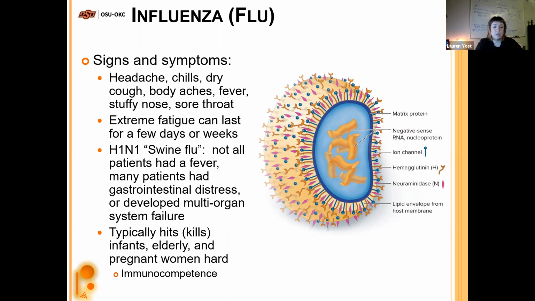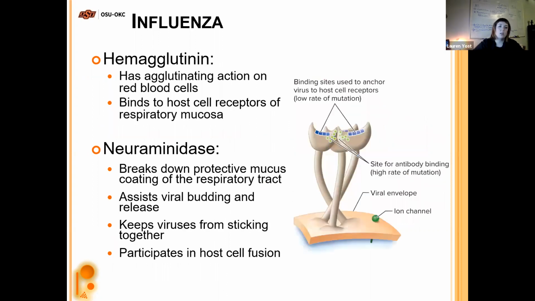Typically, this is very dangerous and can kill infants, elderly, and pregnant women due to their immunocompromised state, and anybody else who might be immunocompromised, like people with AIDS or something like that. Very dangerous. Two important factors about influenza include hemagglutinin and neuraminidase. Hemagglutinin, so that's the H in the H1N1. Neuraminidase is the N in the H1N1. And it's not only just H1N1, there's all different numbers that can go with that.